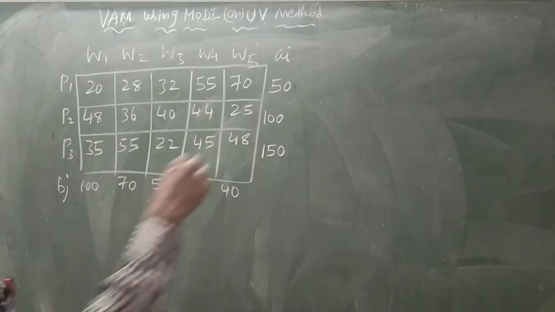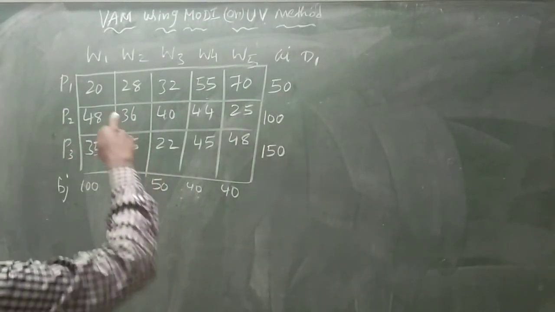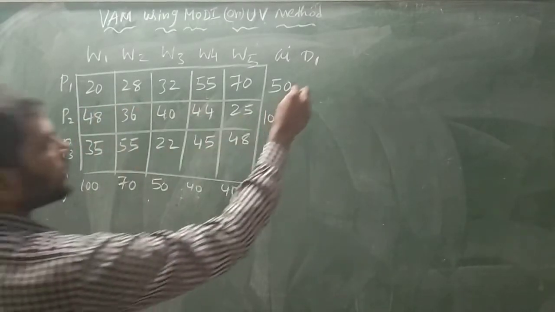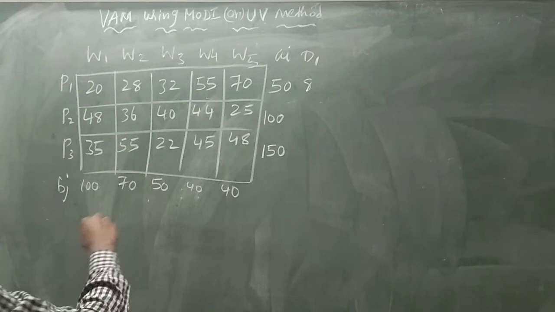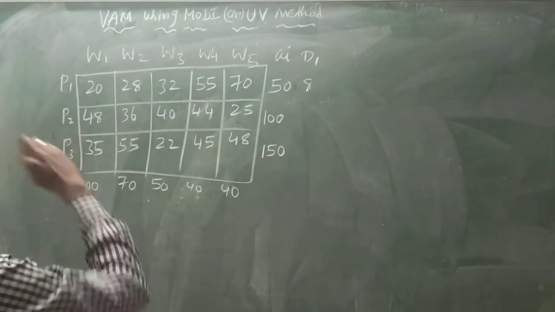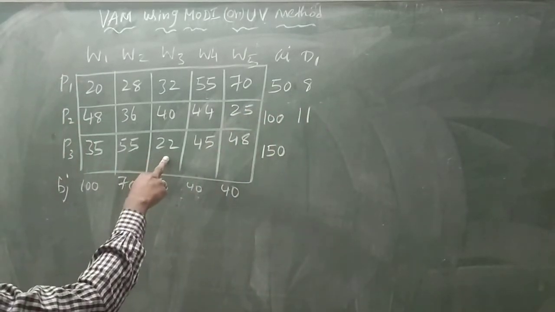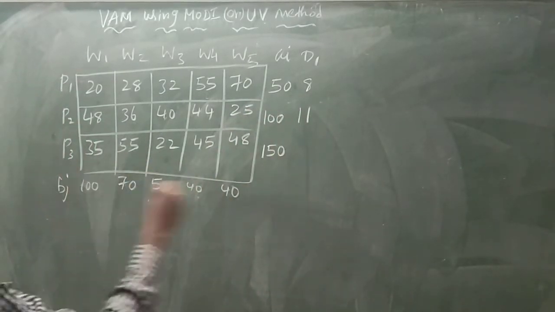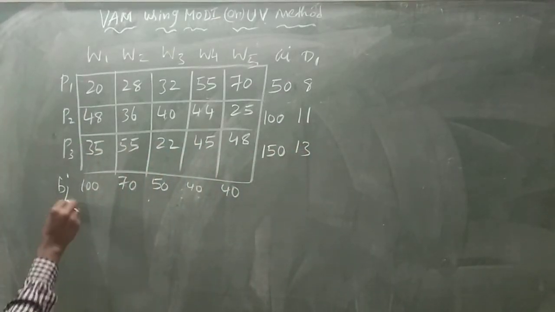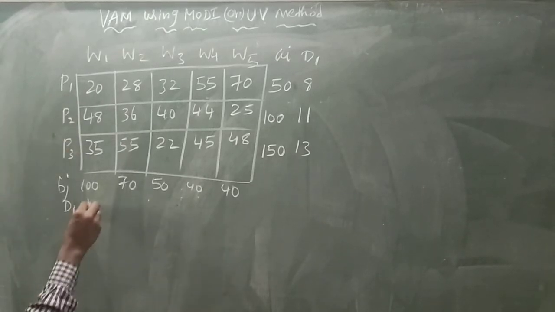We have to find the difference row wise. In the first row, the first least value is 20, another least value is 28, difference is 8. In the second row, first least value is 25, another least value is 36, the difference is 11. In the third row, first least value is 22, another least value is 35, the difference is 13. In the same way for columns, first column least value is 20, another least value is 35, the difference is 15.